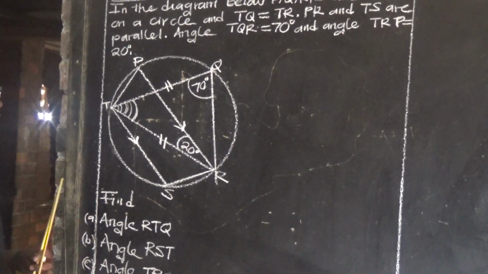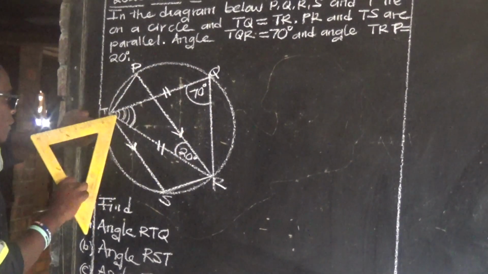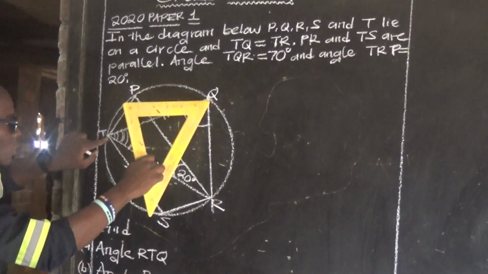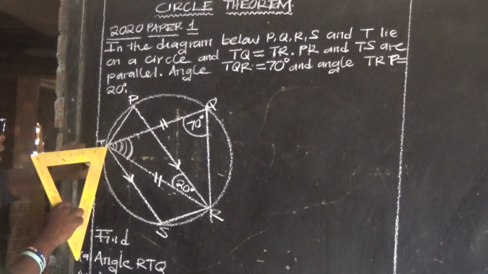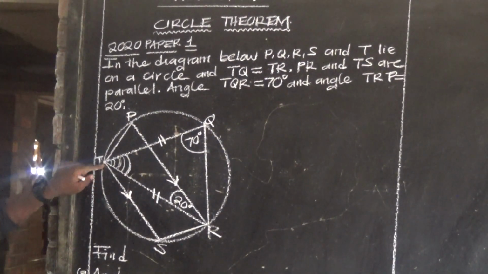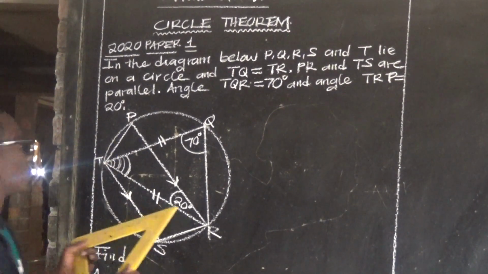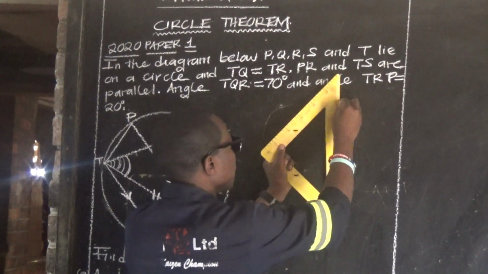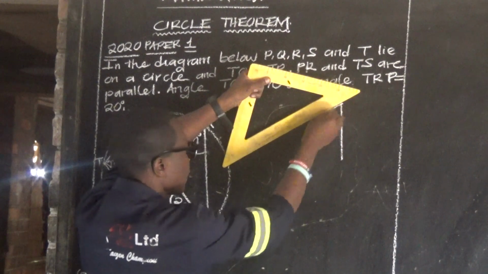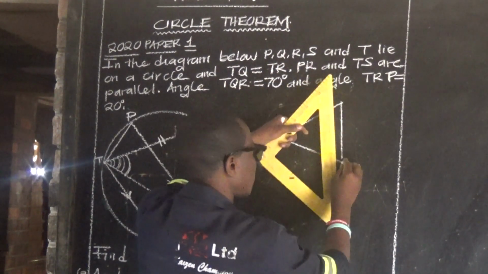Now how are we going to find RTQ? Since we have been told that TQ and TR are equal, the triangle formed, triangle TQR, is called an isosceles triangle. So let me come up with the isosceles triangle formed in this case. We have a situation like this, people.